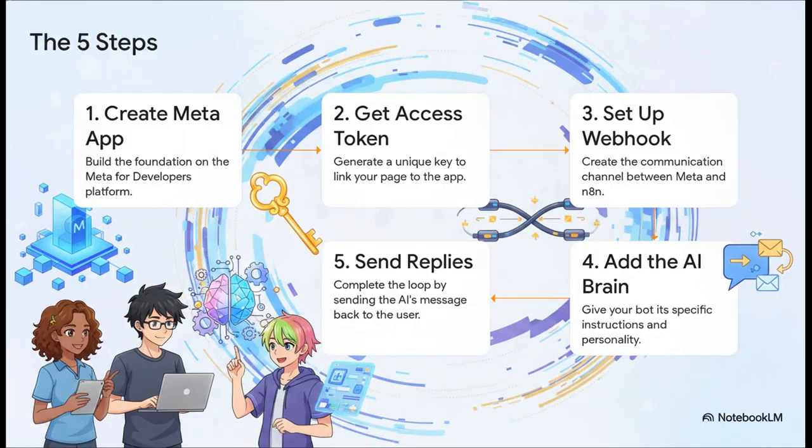So here's the game plan, the whole process in a nutshell. First, we'll create a Meta app. That's our foundation. Second, we'll get an access token. Think of it as a unique key. Third, we'll set up a webhook to create that communication channel. Fourth, the exciting part, we'll add the AI brain and tell it what to do. And finally, we'll set it up to send replies. See? A super clear path from start to finish.